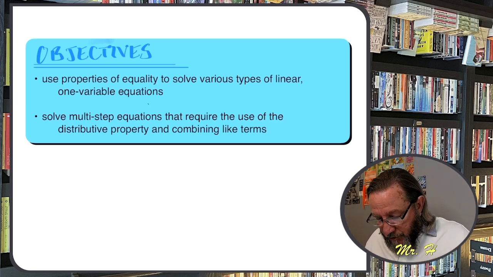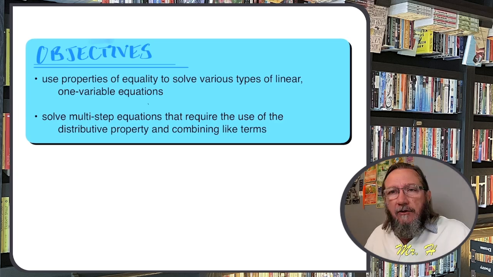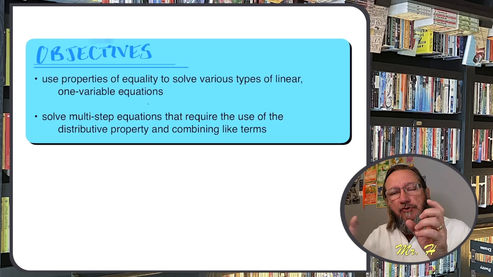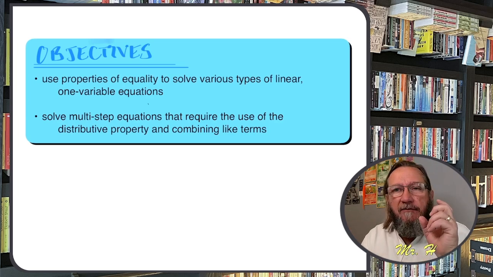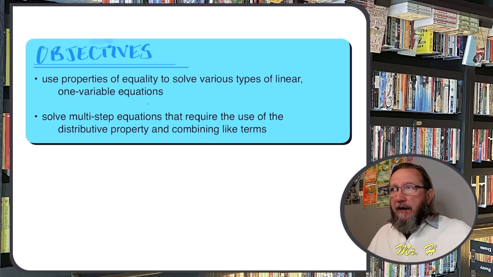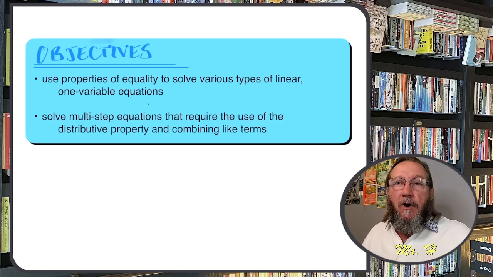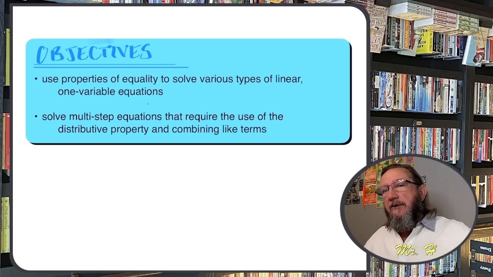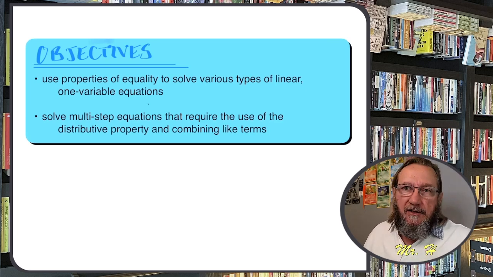If you take a look at your objectives here, we're going to be using those properties of equality, which means if you do something to one side of the equation, you've got to do the exact same thing to the opposite side. You're accustomed to doing those kinds of things. The other piece of this is not going to be one-step or two-step equations. These are going to be multi-step equations. We're going to have to do several things. We're going to have to do things on the left side. We're going to have to do things on the right side.